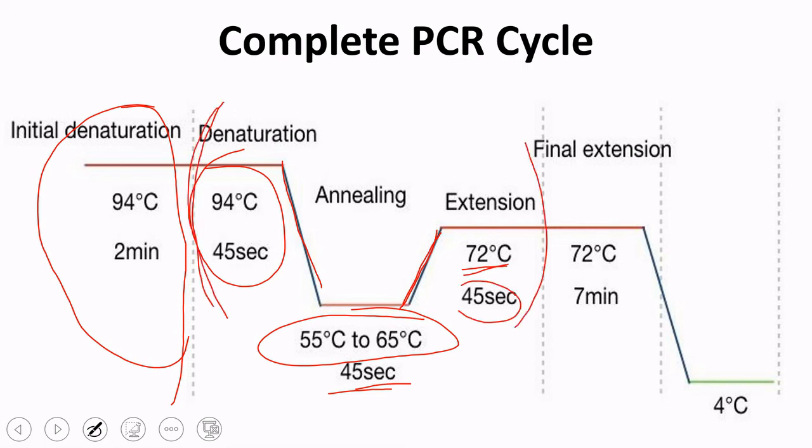This process from here to here is called one cycle. This cycle is repeated as many times as you want, roughly 30, 20, 15, whatever cycles you want. Once you have finished all the cycles, a final extension will be done, and after the final extension, the DNA will be kept at 4 degrees centigrade. That is the final step; the cycle has now been completed.